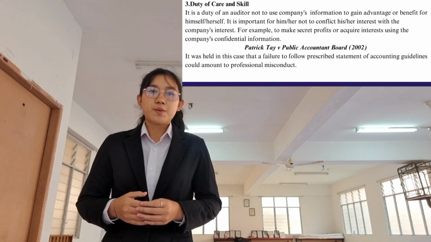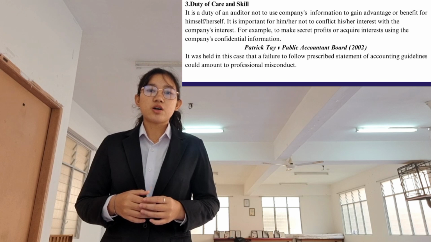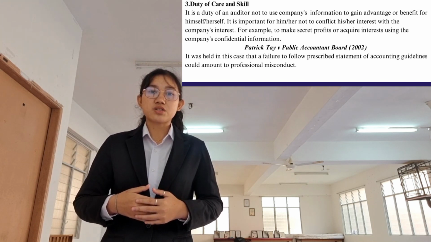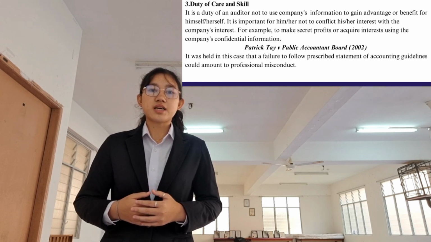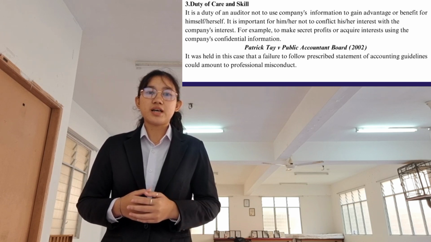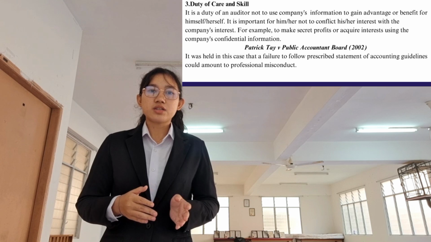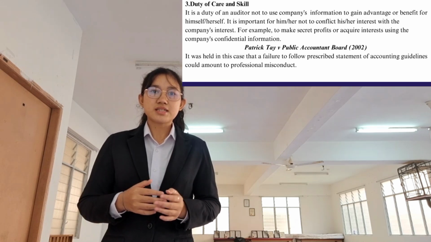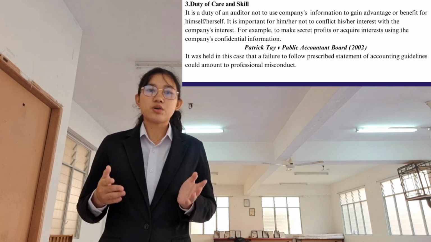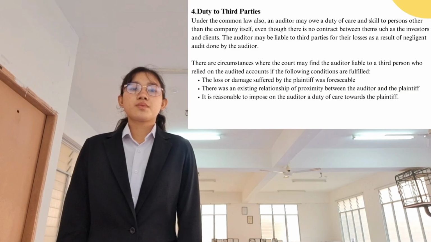For instance, in Patrick against Public Accountant Board, 2002, the court held that the auditor had committed professional misconduct because he failed to follow a prescribed statement provided in accounting guidelines. From this case, it can be stipulated that in the event there are any abnormalities, an auditor is expected to inspect the details of the transactions and disclose them to the members, as that is what an ordinary auditor would do in discharging their duties.